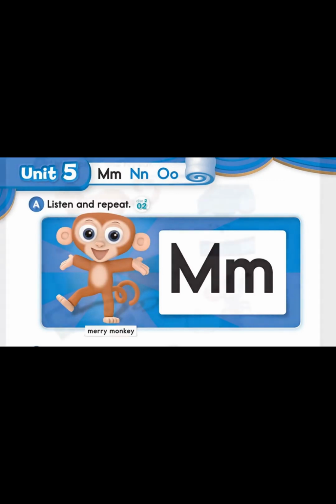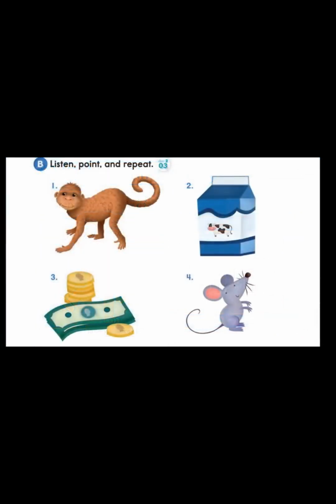M. Page 44. B. Listen, point, and repeat. 1. Monkey. 2. Milk. 3. Money. 4. Mouse. Page 45. D.